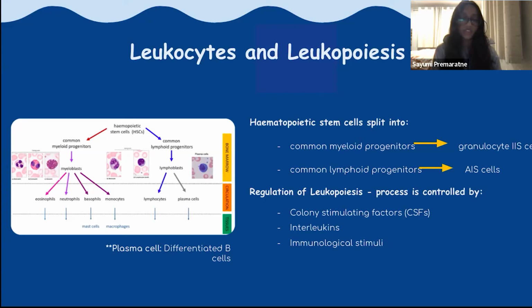Also interleukins and immunological stimuli, which is allergies, bacterial infections, viral infections. With those last 2, it would make sense that an increase in those in the body is going to promote the production of white blood cells, because interleukins will indicate something like inflammation or infection happening. Immunological stimuli, like an infection, will also indicate an infection. So in both of those situations, you would want your body to produce more white blood cells so you can fight it off.